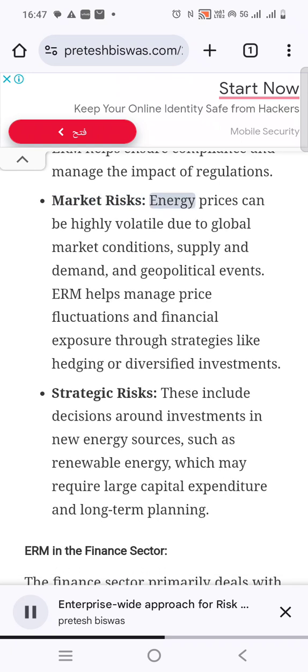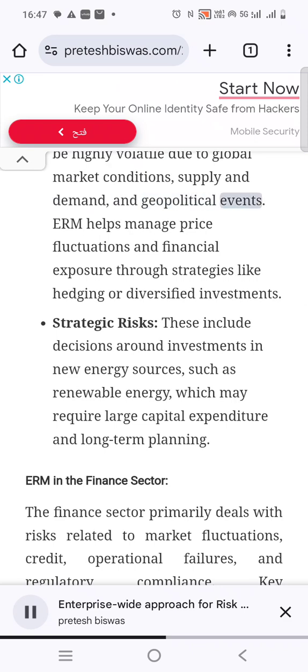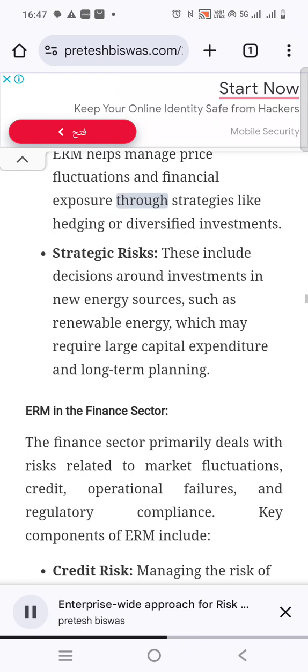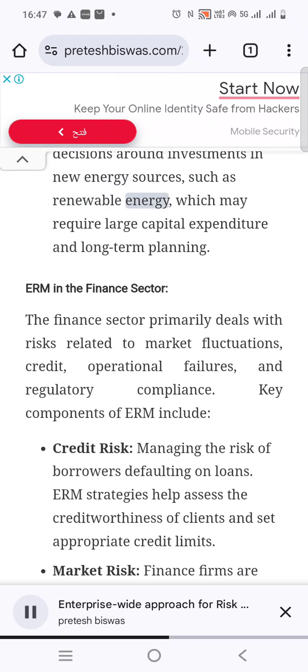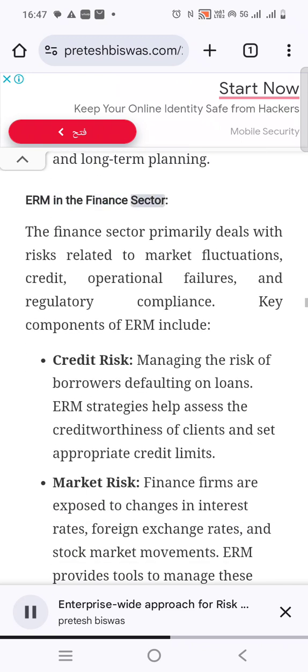Market risks. Energy prices can be highly volatile due to global market conditions, supply and demand, and geopolitical events. Risk management helps manage price fluctuations and financial exposure through strategies like hedging or diversified investments. Strategic risks. These include decisions around investments in new energy sources, such as renewable energy, which may require large capital expenditure and long-term planning. In the finance sector.